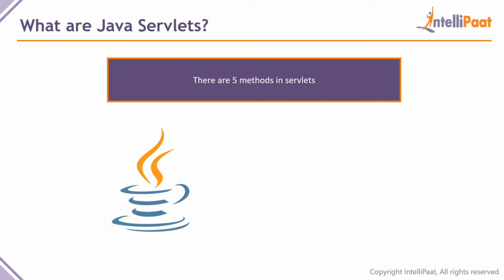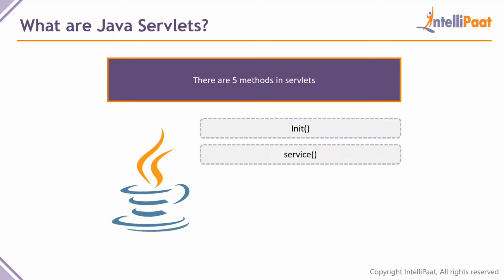There are five methods in servlets. The first is init. Init is used to initialize your servlet. Once you've imported the servlet class, you can initialize it by using the init function. Then you have the service function. Within the service function, you can apply all the logic that you want to use. While the servlet has been initialized and an instance of the servlet has been created, all of the logic that will be executed will happen within the service function. And then finally we get the destroy function.